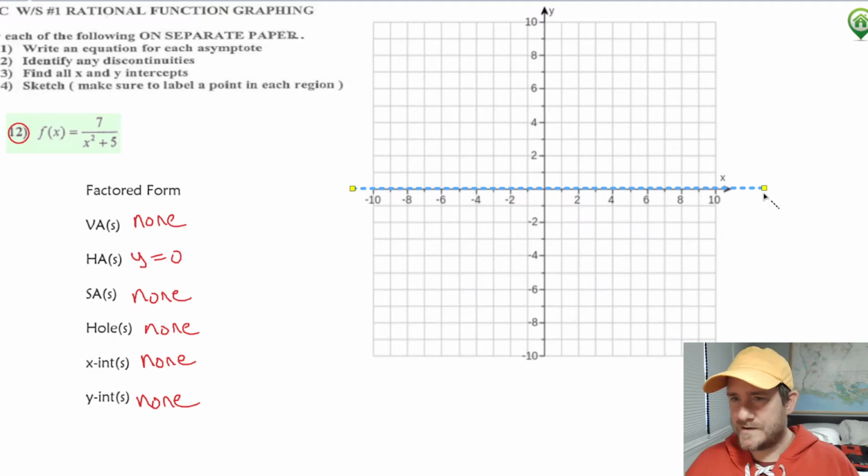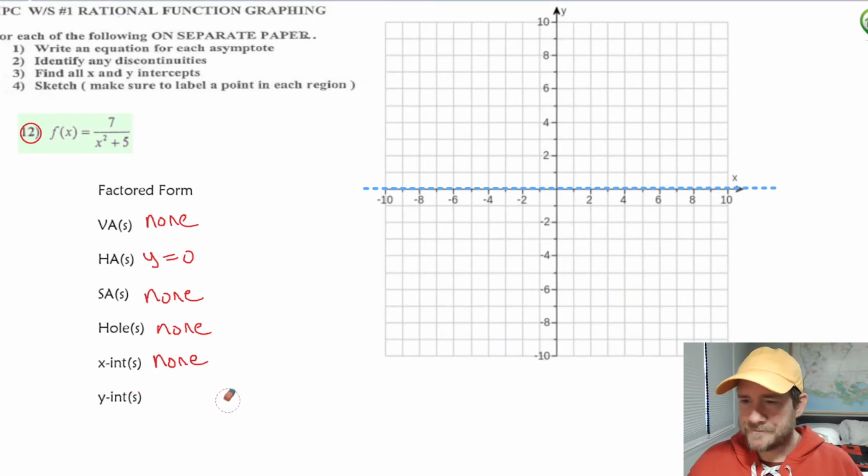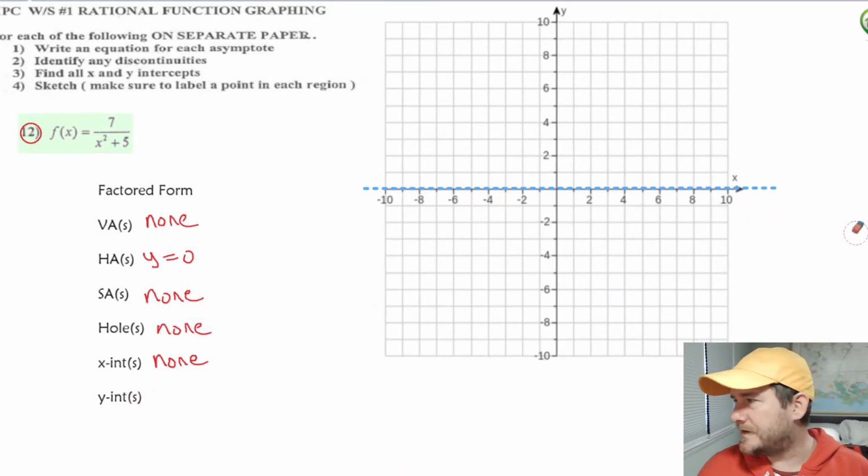Did I just say we had no y-intercept? I did. All right, so what do we look like? I do not even know. Yeah, I lied when I said we had no y-intercept. I got confused. All right, that never made sense. I don't know why I said that.